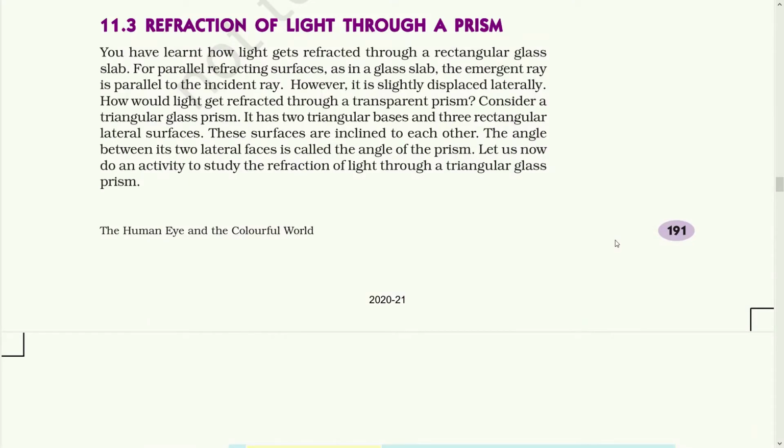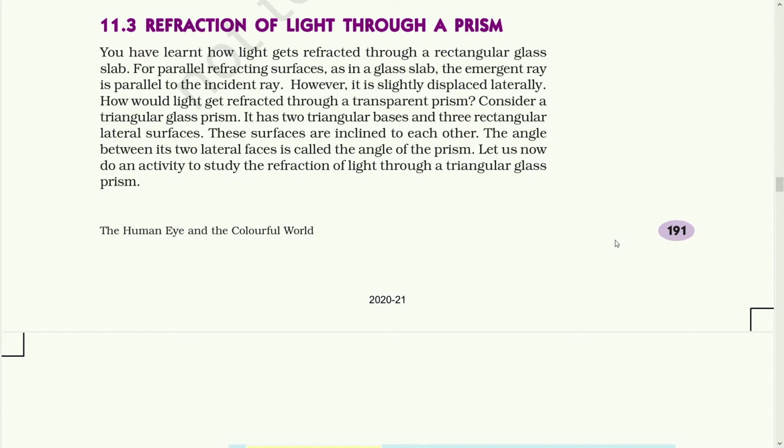You have learned how light gets refracted through a rectangular glass slab. For parallel refracting surfaces, as in a glass slab, the emergent ray is parallel to the incident ray. However, it is slightly displaced laterally. How would light get refracted through a transparent prism?